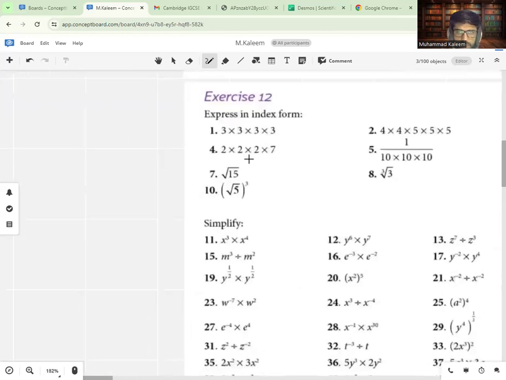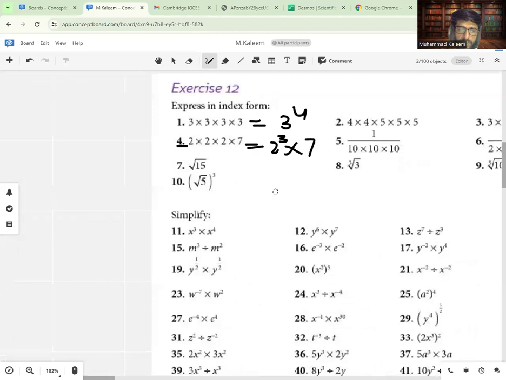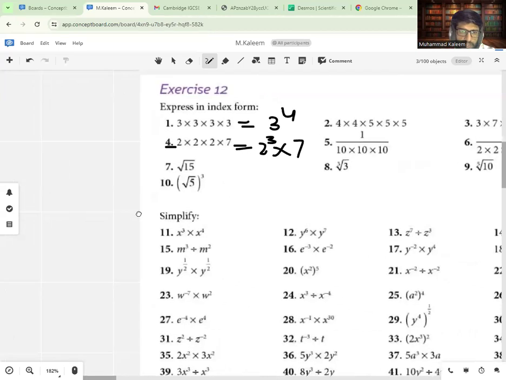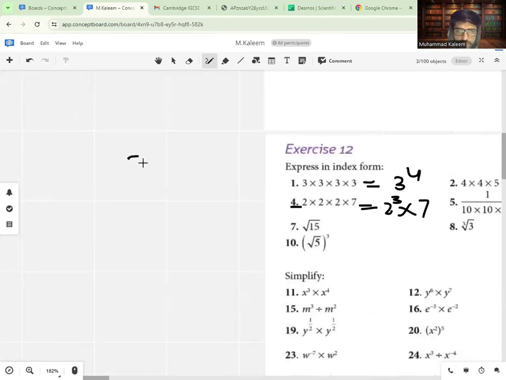Okay, now let's practice the questions from the exercise. Here we have a question. The first question is to write this into index form. So its index form will be 3 raised to the power 4. And in this one, the index form will be 2 raised to the power 3 times 7.